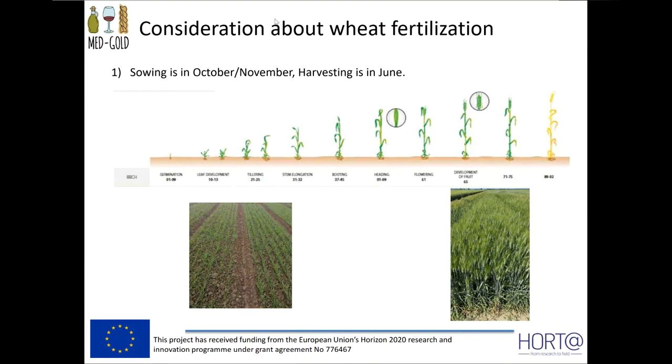Okay. In Italy, we usually sow wheat in autumn, usually in October or November in the farms of the north of Italy, and in November or December usually in the south of Italy. Harvesting is usually in June. And in this picture, you see all the steps of growth stages, from germination to harvesting. And usually we apply fertilizer from tillering to booting. Okay, next.